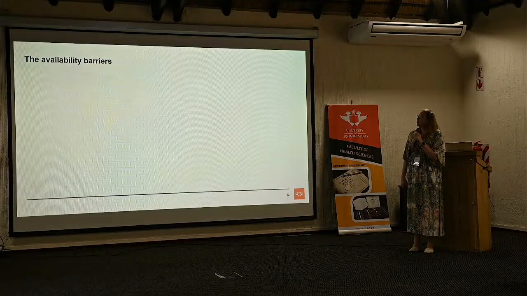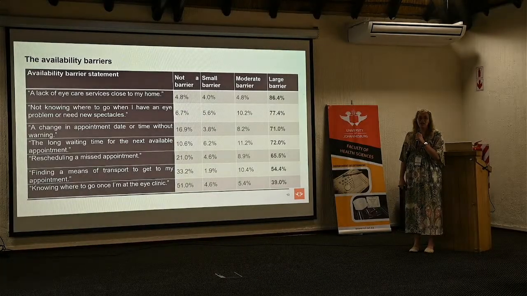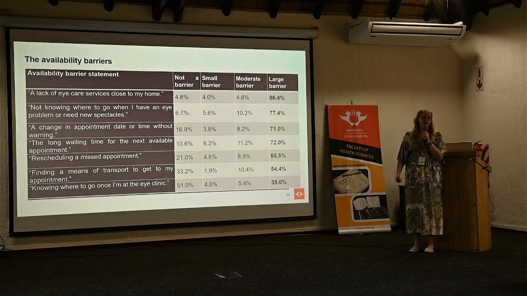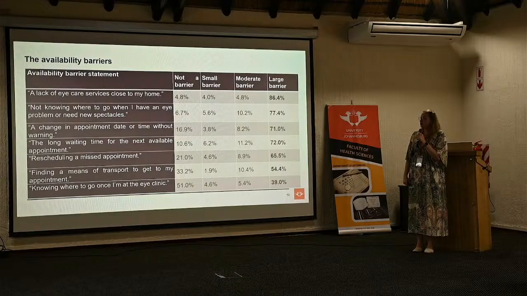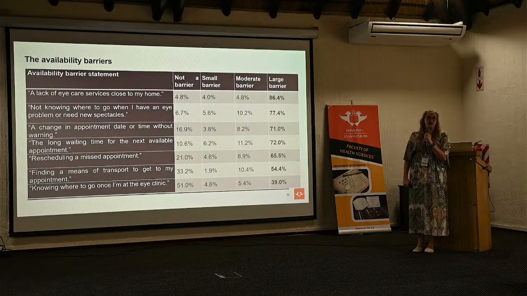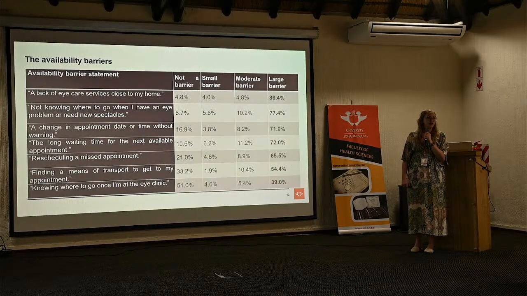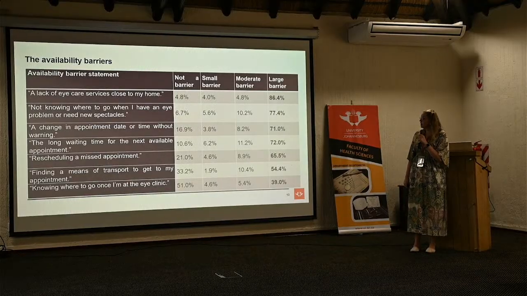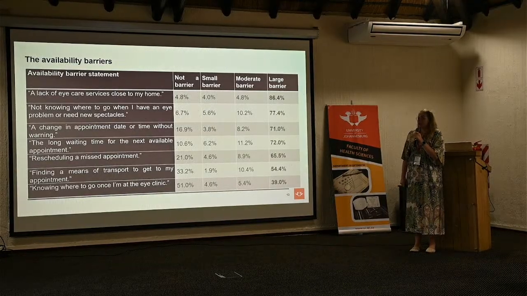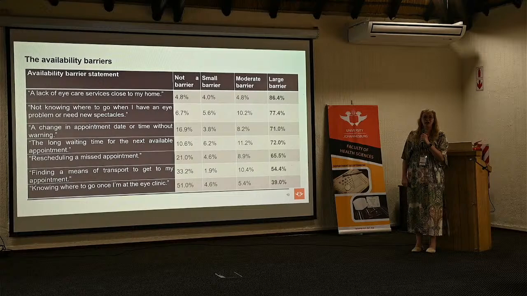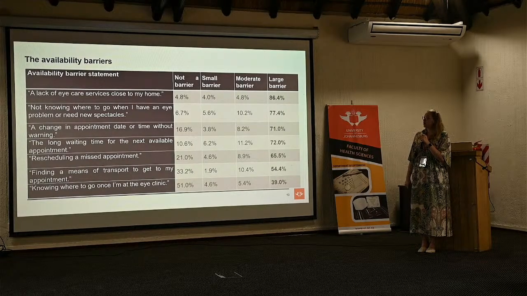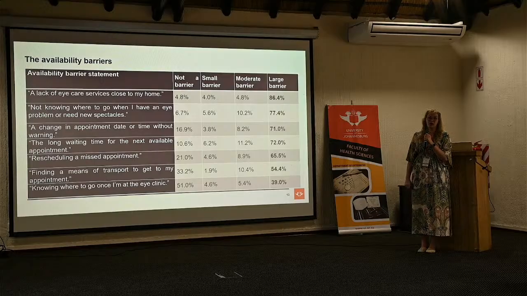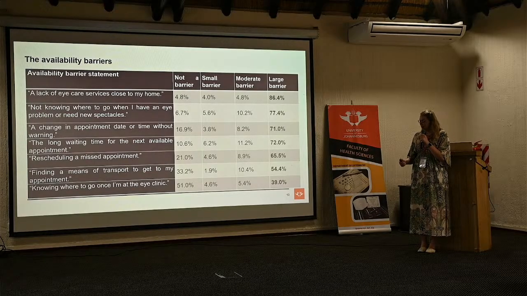The last barrier we looked at was the availability barriers, which describes the ability of a healthcare service to be available at the right time and place when it's needed. The largest one was the lack of services close to their home, meaning a lot of patients had to travel to access eye care services. This was followed by not knowing where to go when they have an eye problem, who to present to, and then the long waiting time or appointment changes without prior knowledge was a big barrier.